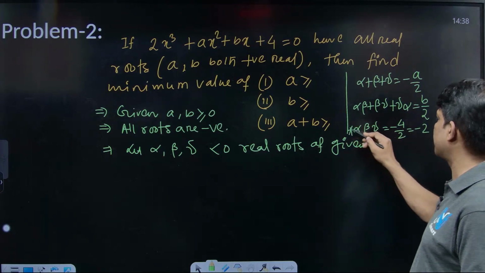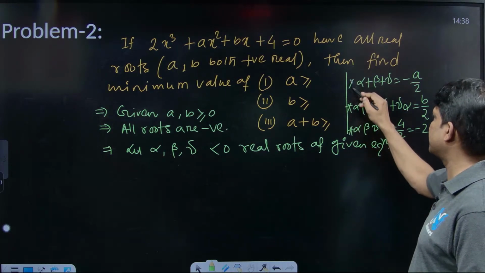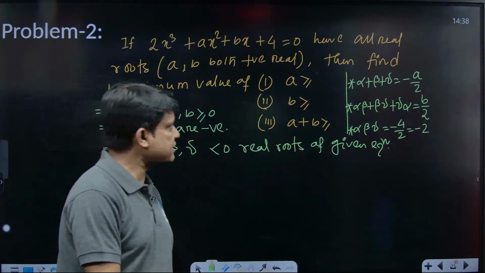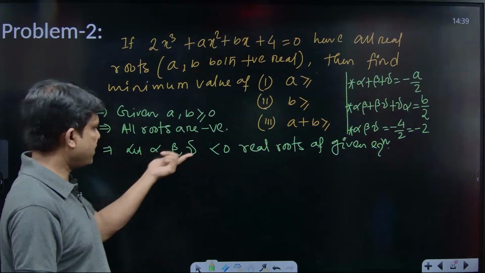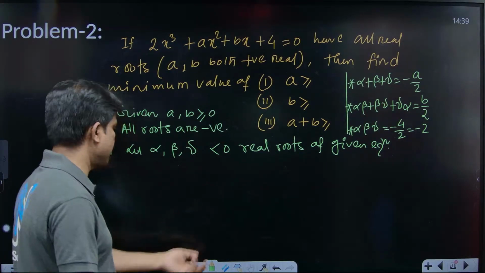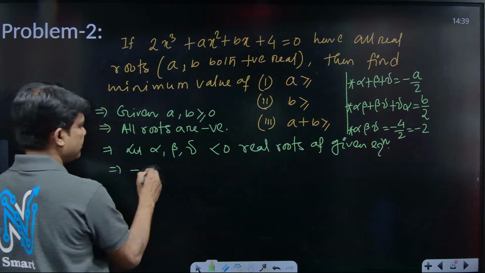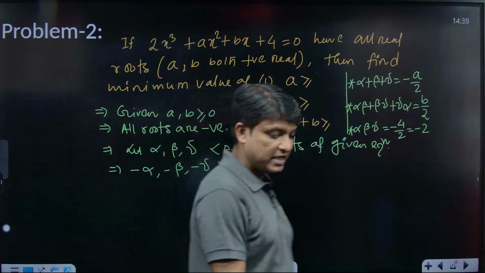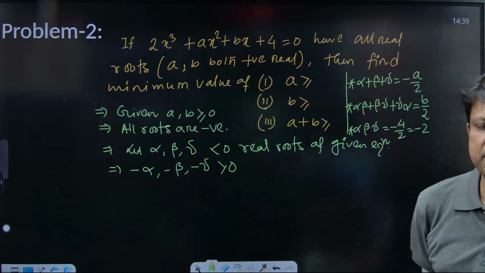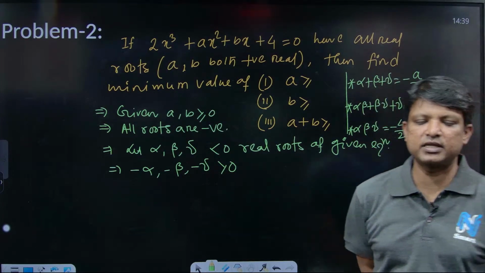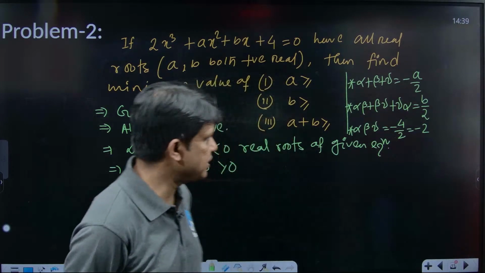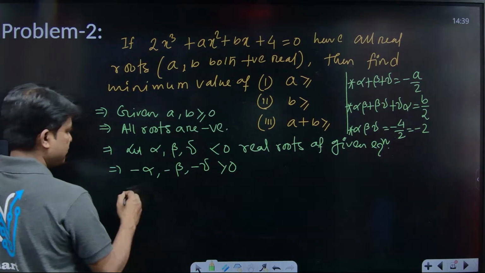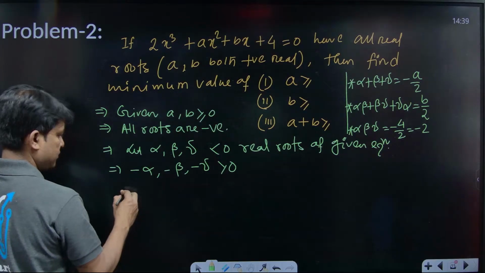These 3 conditions, the product of roots, the sum taken 2 at a time and the sum of all roots, we already know. Alpha, beta, gamma are all negative real roots, that means minus alpha, minus beta, minus gamma are all positive real quantities, so we can apply the AM-GM inequality, arithmetic mean greater than or equal to geometric mean, for finding minimum and maximum values.